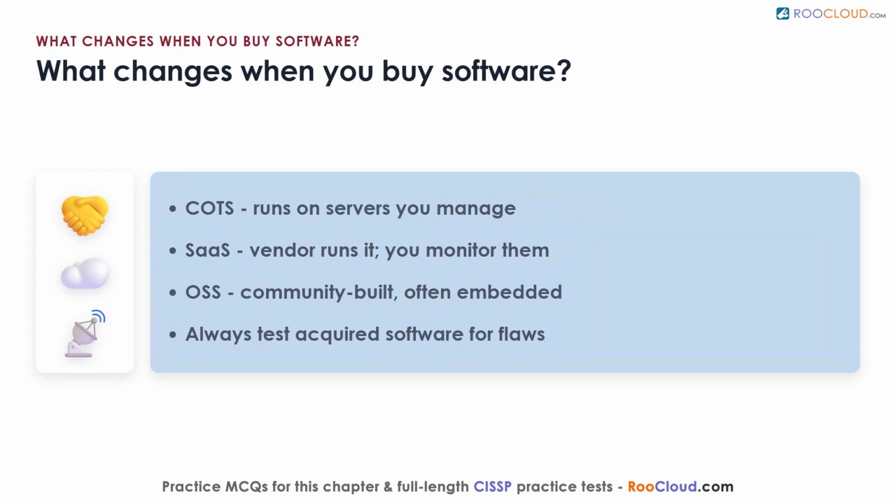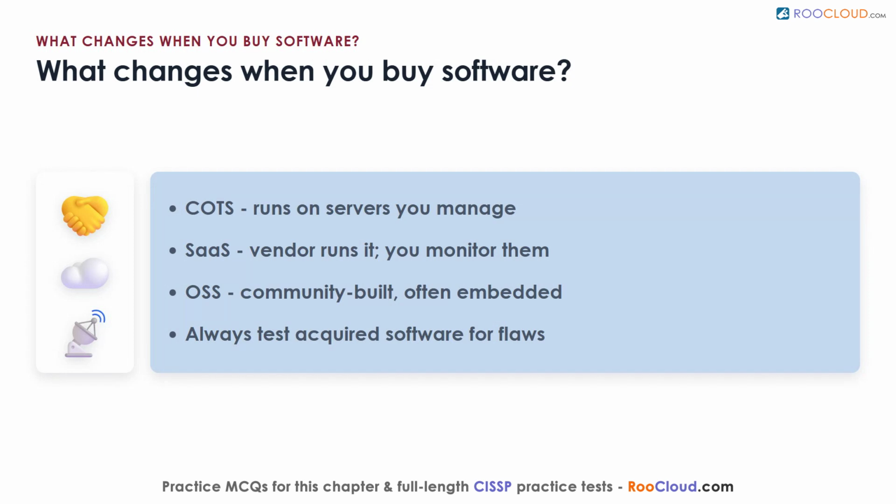Most enterprise software is purchased, not written in-house, and it comes in several forms. Commercial off-the-shelf software runs on servers you manage. Software as a service is delivered over the internet through a browser with the vendor running it. And open source software is built by communities and freely available, often embedded inside commercial packages. The security responsibility shifts with each.